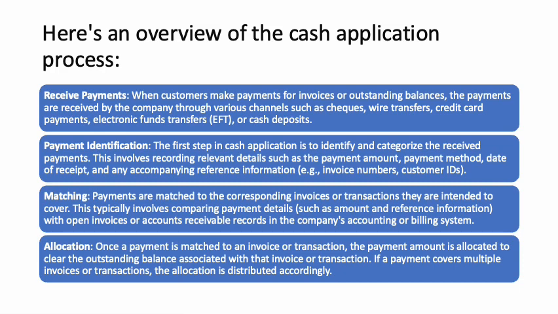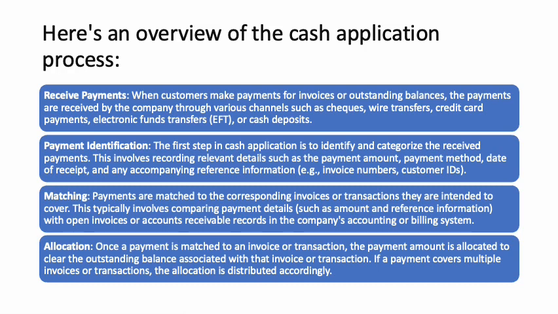Receive payments. When customers make payments for invoices or outstanding balances, the payments are received by the company through various channels such as checks, wire transfer, credit cards, electronic fund transfer, or cash deposits. Payment identification. The first step in cash application is to identify and categorize the received payments. This involves recording relevant details such as the payment amount, payment method, date of receipt, and any accompanying reference information such as invoice numbers, customer IDs.